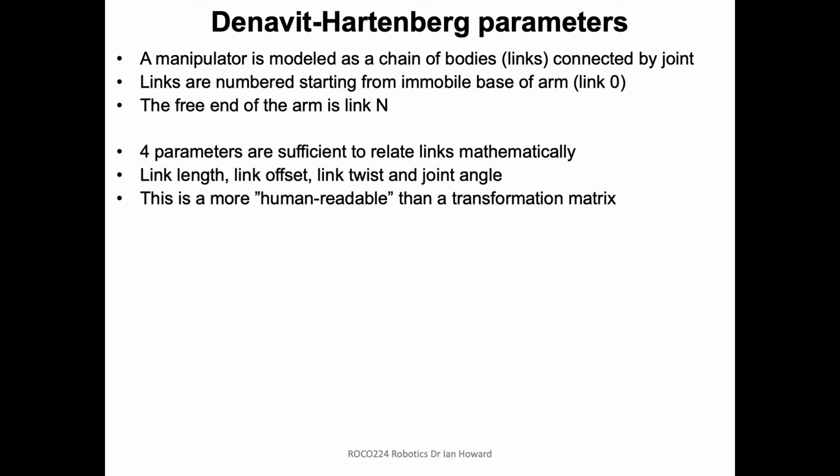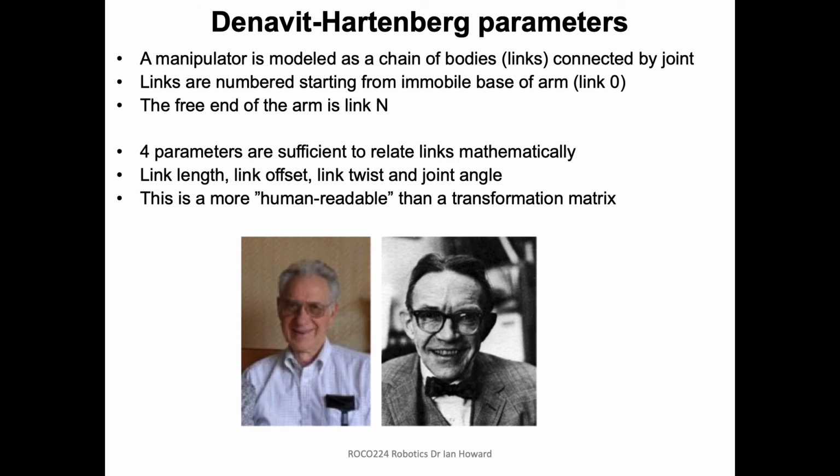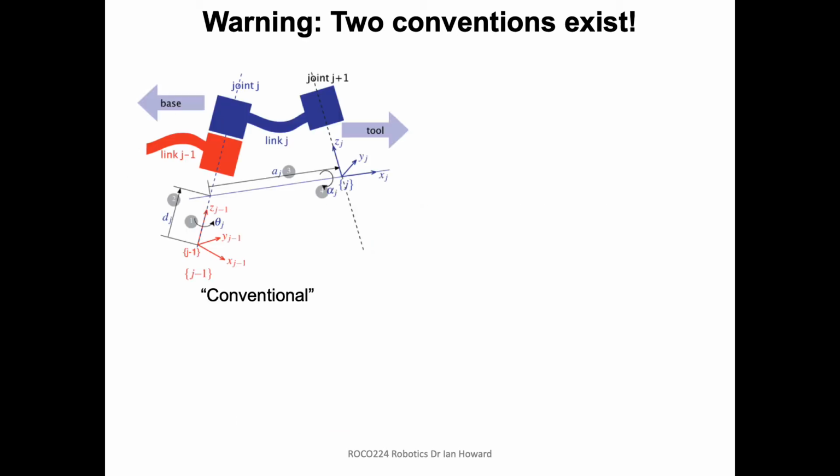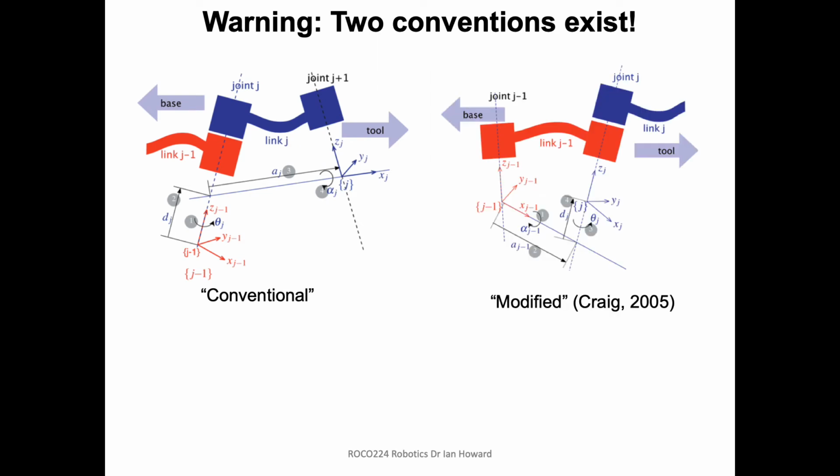And the argument is this is a bit more readable than transformation matrices. That's certainly the case. And it was come up with by a couple of guys working, I think, at Stanford University a while back, Denavit and Hartenberg. As is always the way in life, there's unfortunately 2 conventions which are used for this.